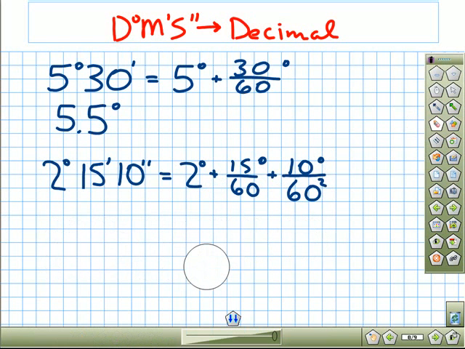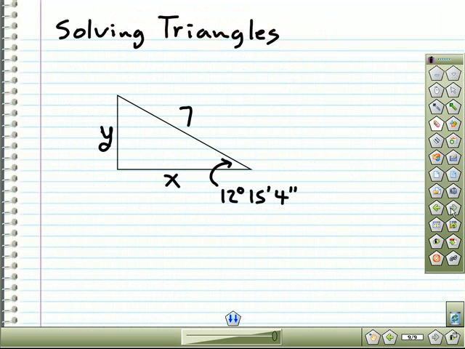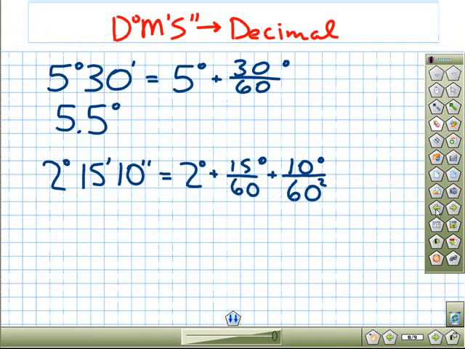Any questions about that? So converting from degrees, minutes, and seconds to decimals is pretty easy. Any questions about it? Where does it get hard? Well, this doesn't get real hard. But we're going to look at some a little more challenging ones here in just a second. Any questions about this? Now, let's look at the next step here. Just something right before this one.